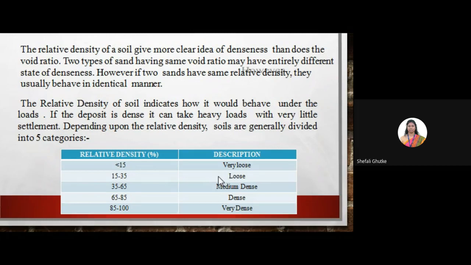Depending upon the relative density, soils are generally divided into five categories. If the relative density is less than 15, the soil is in a very loose condition. If it is 15 to 35, the soil is in a loose condition. If it is between 35 to 65, it is medium dense. If it is 65 to 85, the soil is in a dense condition. If the relative density is between 85 to 100, the soil is in a very dense condition.